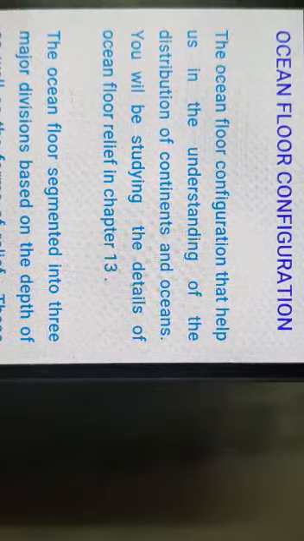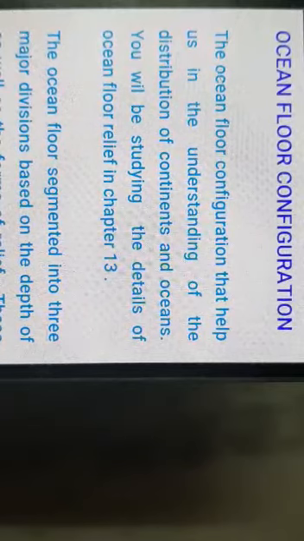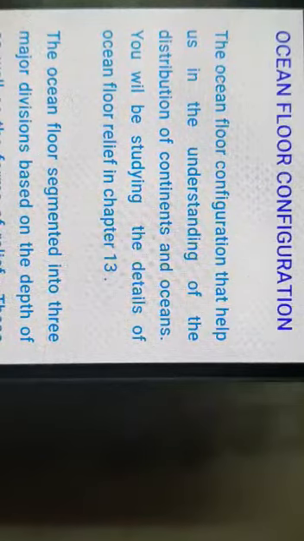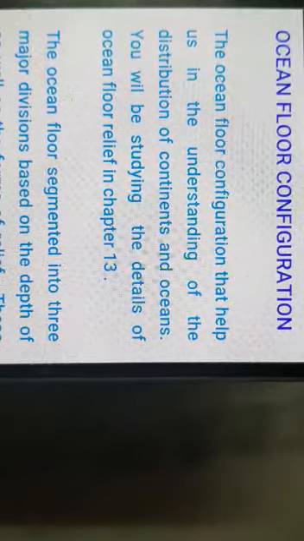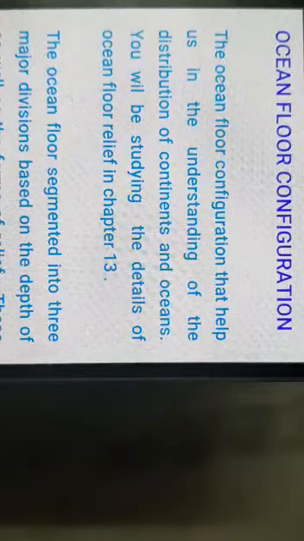The basic relief features that exist on the ocean floor. This also helps us understand the distribution of continents and oceans. We will discuss this topic in detail in Chapter 13 of oceanography. Here there is just a brief description of this topic. So let's start the topic.